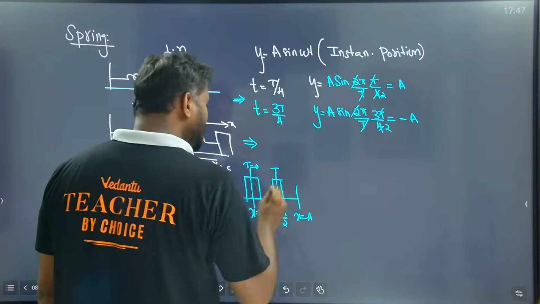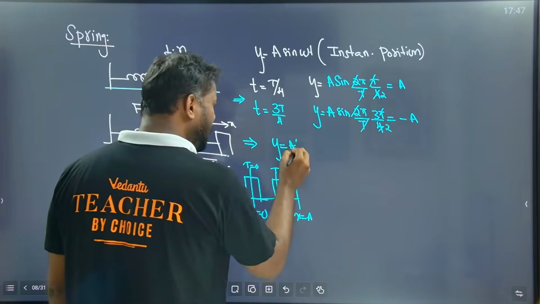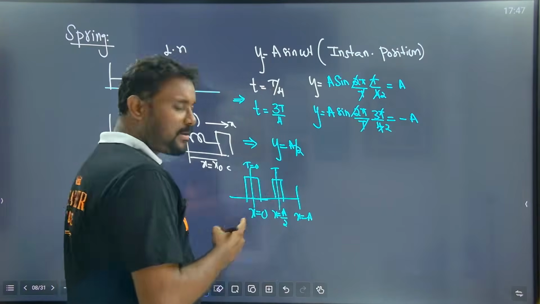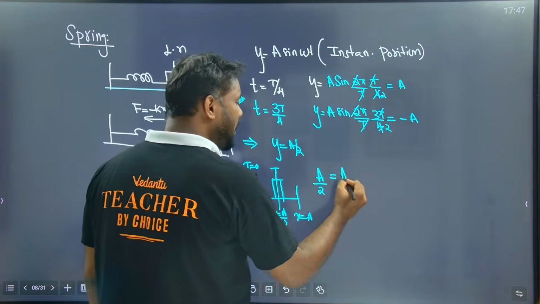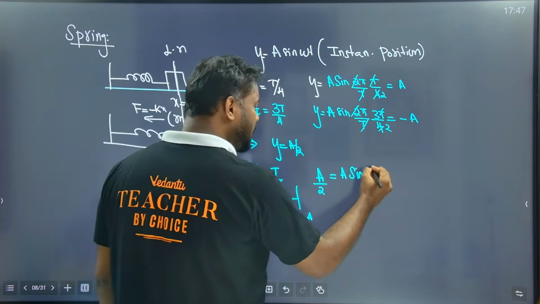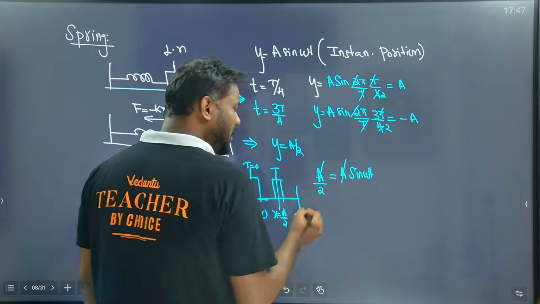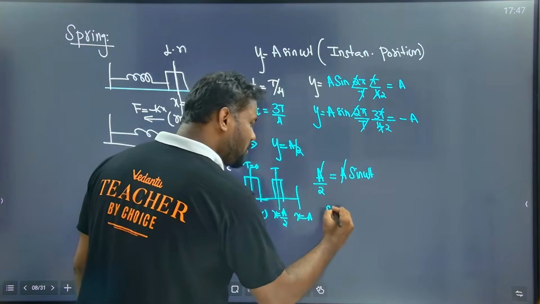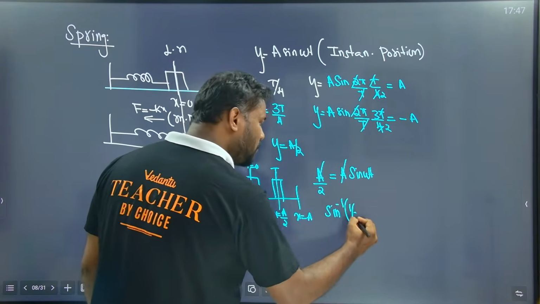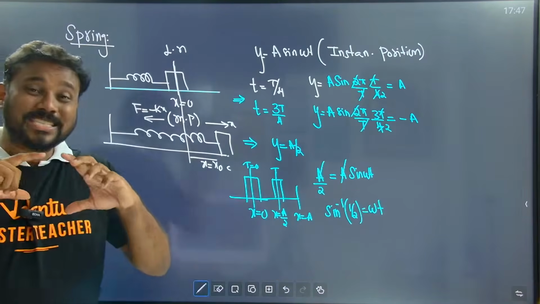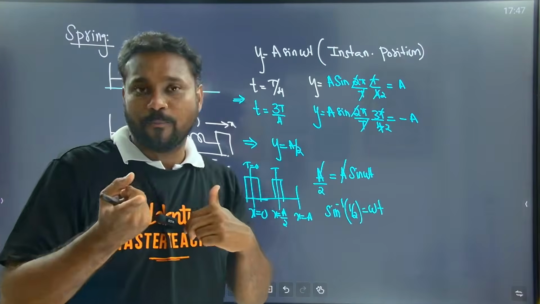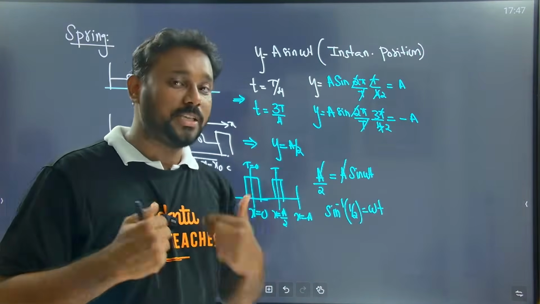Now if we take y is equal to A/2, now can I substitute in this equation? y க்கு பதிலா substitute பண்ணுங்க. A/2 is equal to A sin ωt. Yes or no? இந்த A உம் இந்த A உம் cancel. அப்ப sin inverse of 1/2 is equal to ωt. Sin எந்த value க்கு 1/2 வரும்? π/6, right?